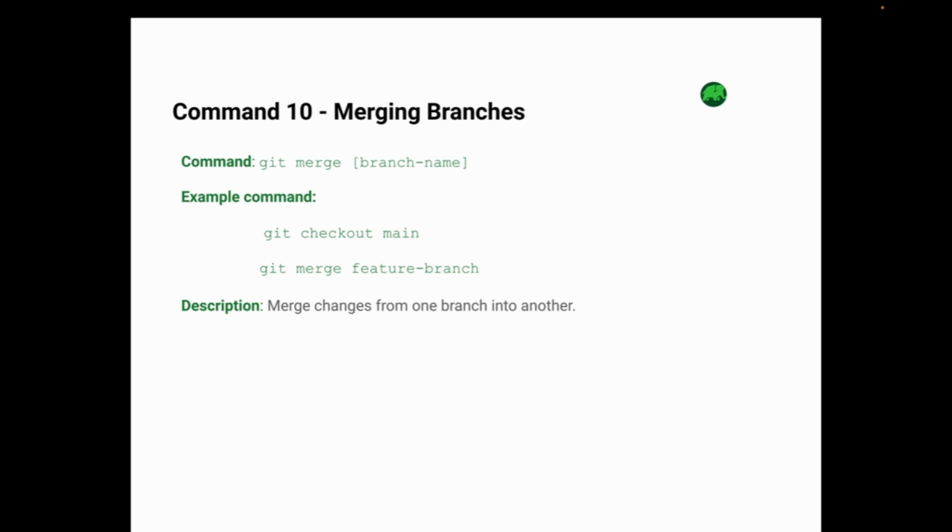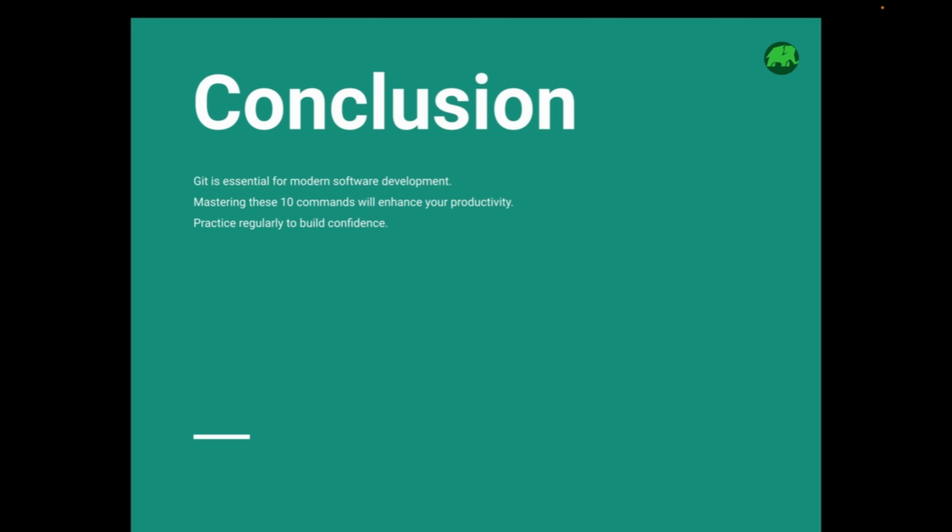This command is used to merge changes from one branch into another. For example, when you're done with a feature branch and want to integrate it into the main branch. As shown on the screen, just check out the branch you want to merge into. Then run the git merge command with the branch you want to merge. That's it. Alright, we've covered 10 essential Git commands.